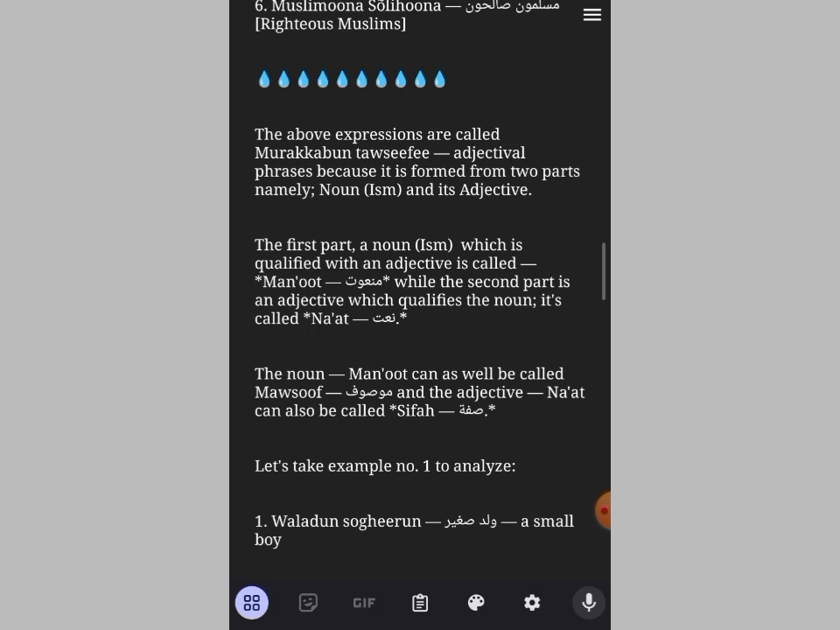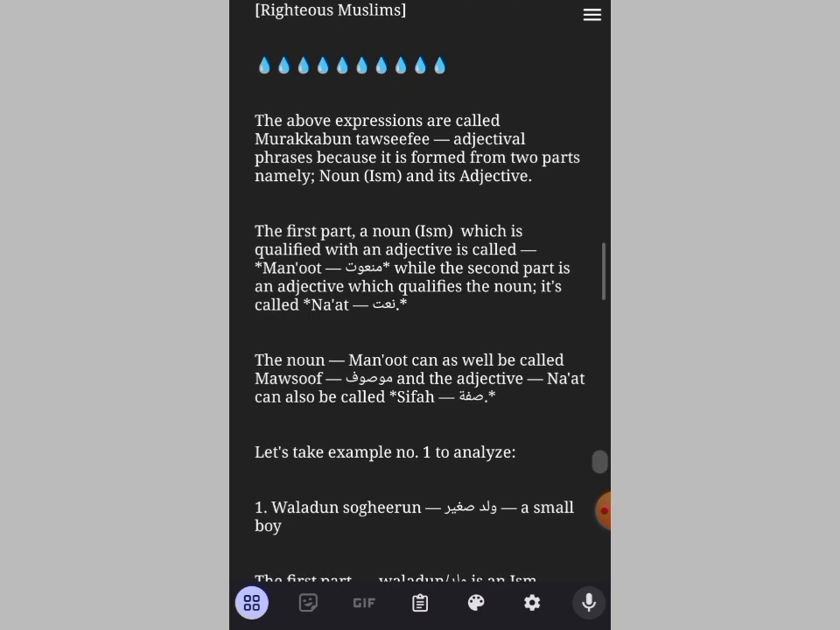منعوت. Okay, that's correct. They are called منعوت. That is the noun that is being adjectivified. Now the other part, which is an adjective, the second one, is called sifa. It's called sifa, which is the adjective describing the mawsuf. Or nat. So we have man'ut and nat.